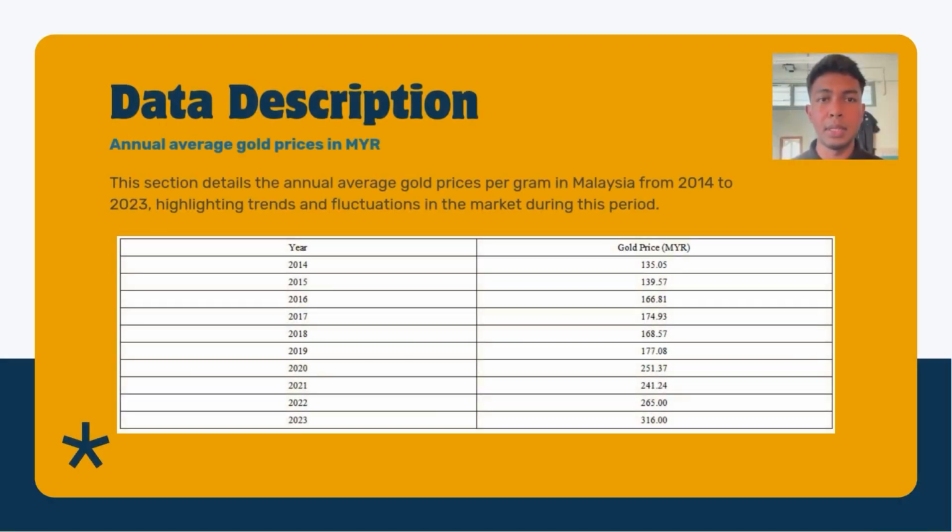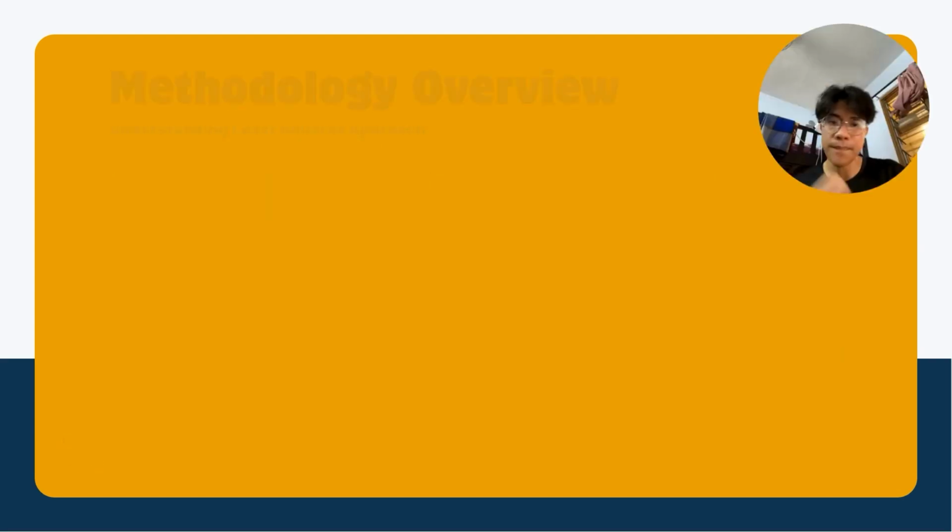Description. This section details the annual average gold price per gram in Malaysia from 2014 until 2023, highlighting trends and fluctuations in the market during this period.